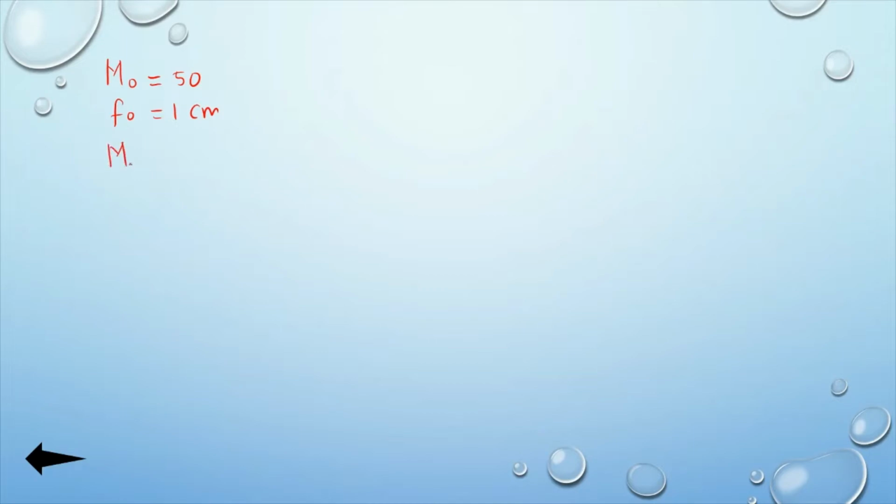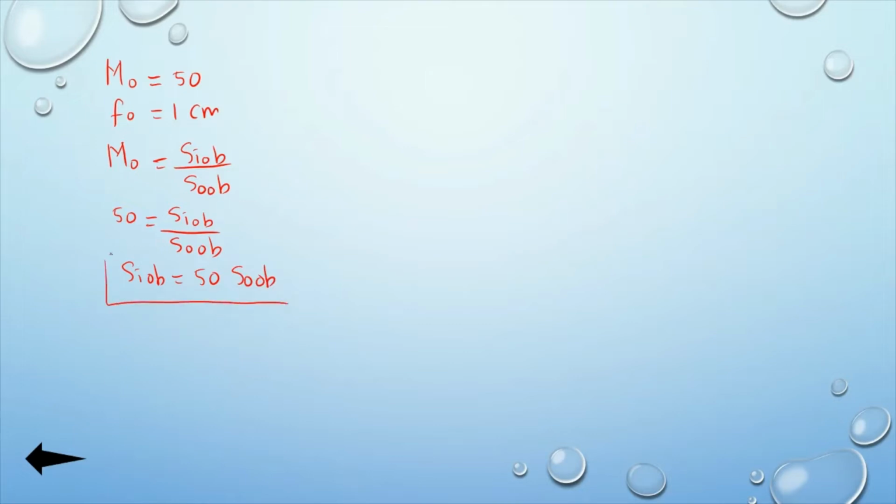The objective lens produces linear magnification. So MO equals SIOB over SOOB. MO is 50, equals SIOB over SOOB. So we get SIOB equals 50 times SOOB. Remember this equation.